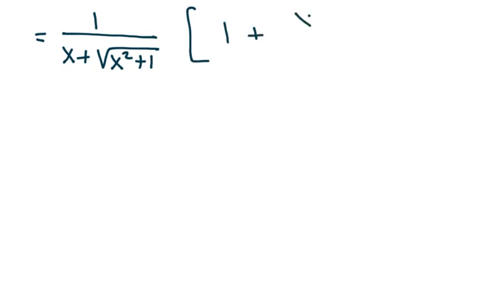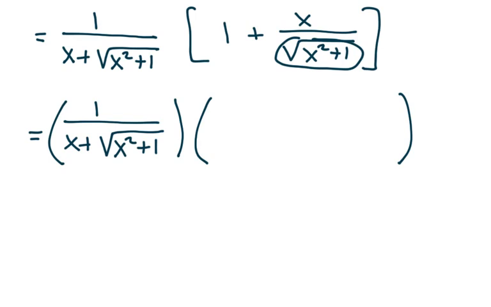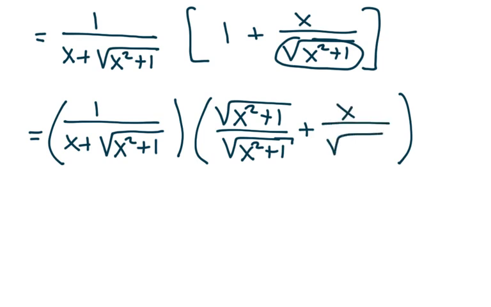So this is 1 over x plus the square root of x squared plus 1 times 1 plus x over the square root of x squared plus 1. So it looks like this. But what we want to do is we want to get a common denominator. The common denominator is square root of x squared plus 1. Okay? And so this is 1 over x plus the square root of x squared plus 1. Okay? Now, this is being multiplied by square root of x squared plus 1 over square root of x squared plus 1. That's just a fancy way to write 1 plus x over the square root of x squared plus 1.